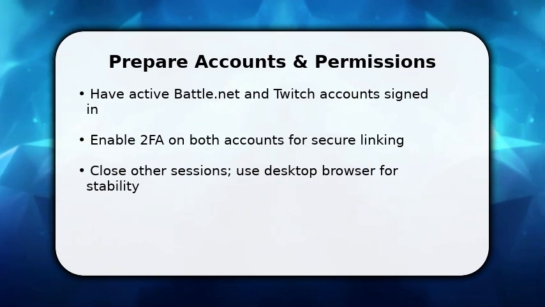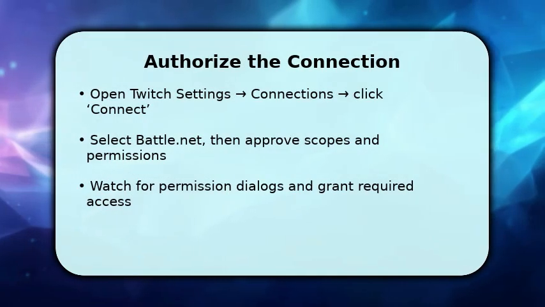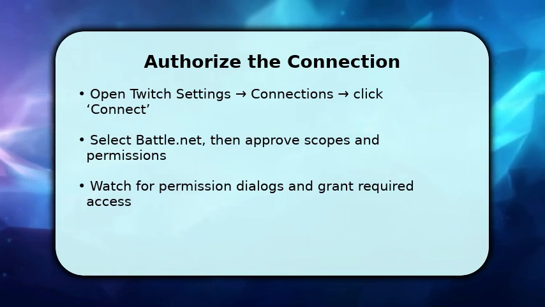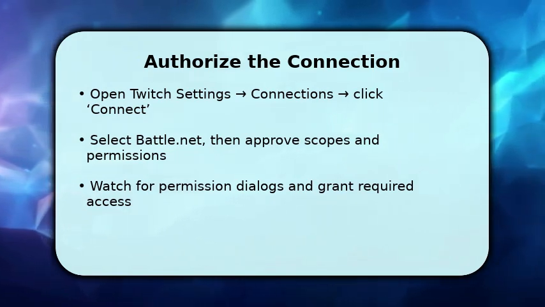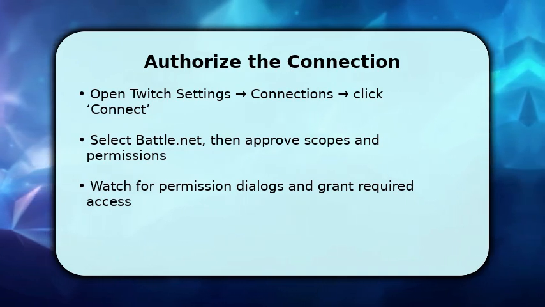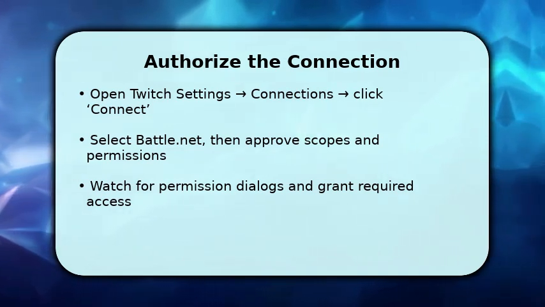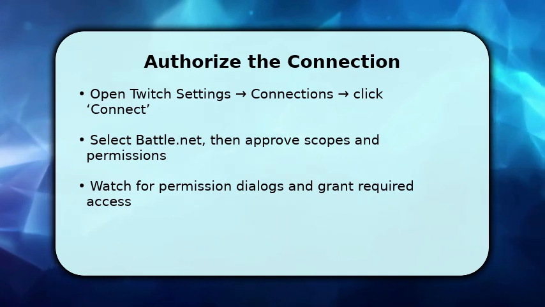You go to Twitch settings, choose connections, and click Connect next to Battlenet. This initiates the OAuth handshake. When Battlenet prompts, carefully review requested scopes, game data, friend list, or broadcasting tags, and approve only what's necessary.